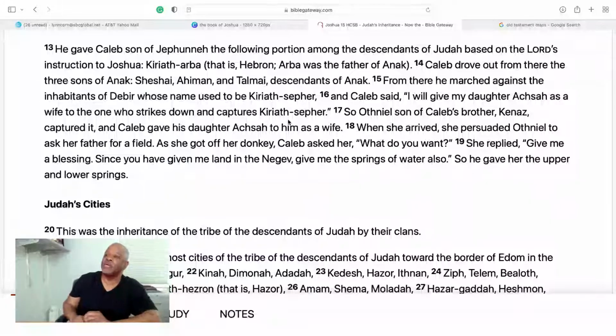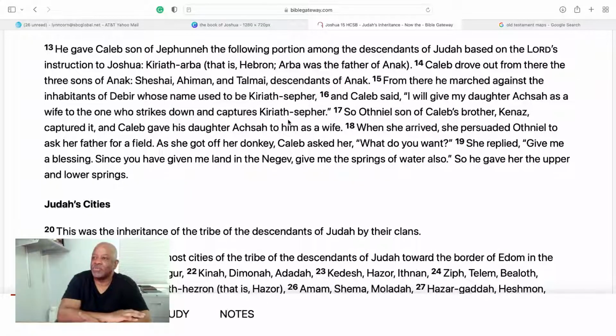Verse 15. "From there he marched against the inhabitants of Debir, whose name used to be Kiriath Sepher. And Caleb said, I will give my daughter Achsah as wife to the one who strikes down and captures Kiriath Sepher." So Othniel, son of Caleb's brother Kenaz, captured it, and Caleb gave his daughter Achsah as wife to him.